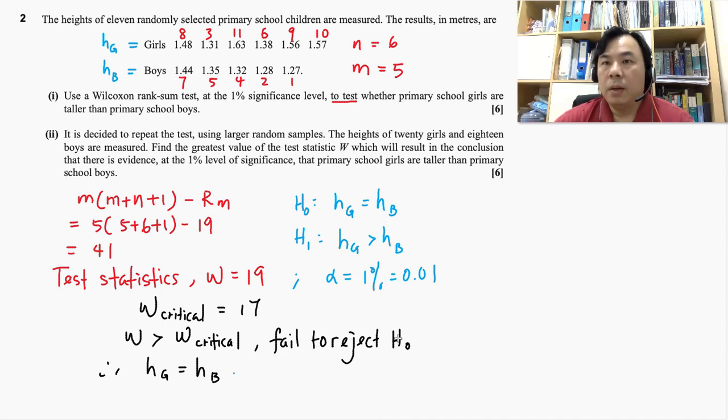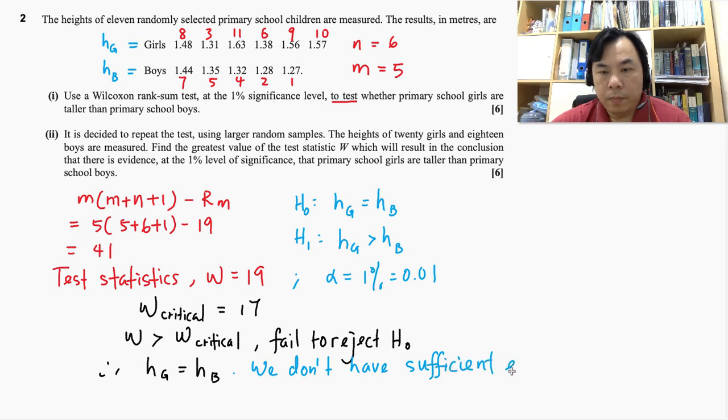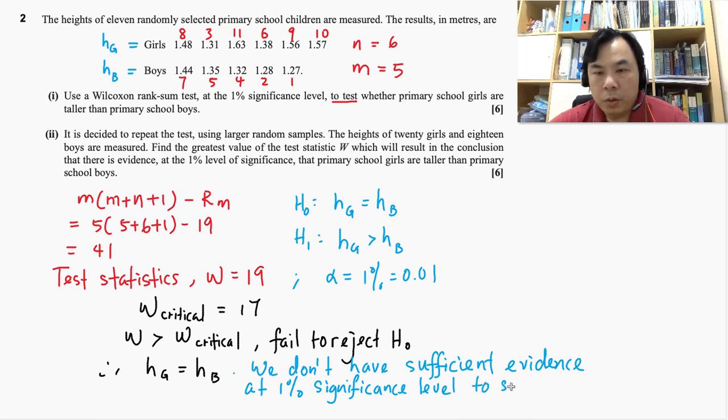Since we failed to reject the null hypothesis, we don't have sufficient evidence at 1% significance level to conclude that the height of the primary school girls is actually taller than the height of the primary school boys, right? So that's another way to conclude. I hope that's clear.